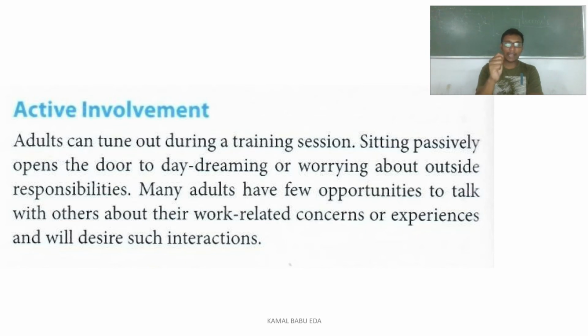So that is what happens. So there will be some other problem which is in your mind, and it will come into action. So many adults have few opportunities to talk with others about their work-related concerns or experience. So in order to bring out this active involvement, these are some of the factors that are influencing adult learning.